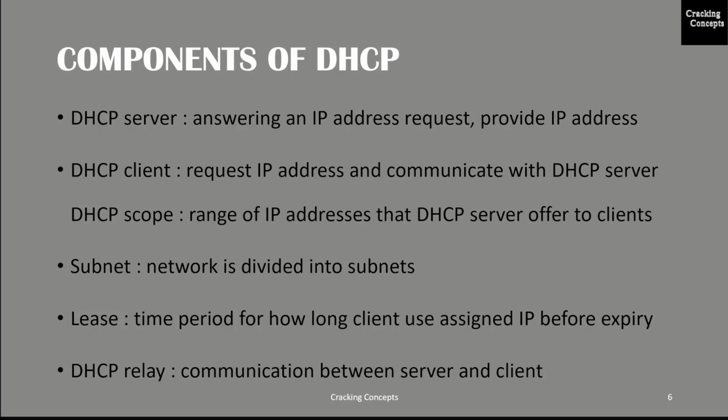Third component is a DHCP scope. This is the range of IP addresses that the DHCP server can offer to the DHCP client. Usually, the server will auto-assign addresses starting from the smallest number and going to the highest. Next is a subnet. If a network is divided into pieces, there will be so-called subnets.